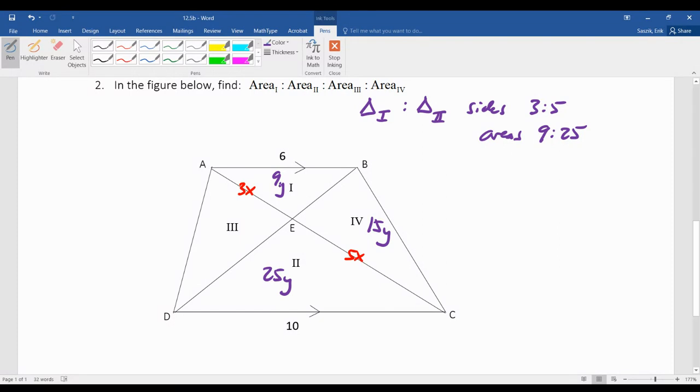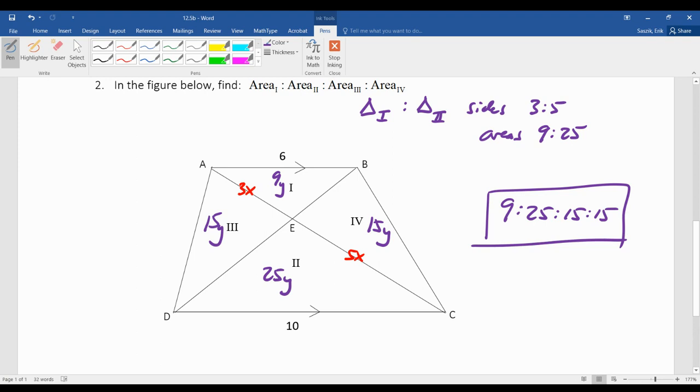And now you can do the same thing using these two triangles. It's the same thing. This side to this side is 3 to 5. These two triangles have the same invisible height. The ratio of the areas must be the same as the bases, 3 to 5. If we call this 9y, that's 15y. So triangles 1, 2, 3, 4 are that.